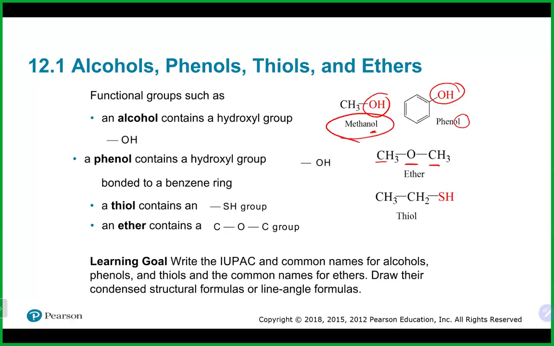A reminder again: when it's written in condensed formula, although it may appear the hydrogens are connected there, the connection is between the carbon and the oxygen, and those hydrogens are actually attached to the carbon. Remember, sometimes with condensed form, it may appear the hydrogens are attached in the middle, but they're not. They're always attached to the carbon. There's our thiol group again, which is our SH in this case.